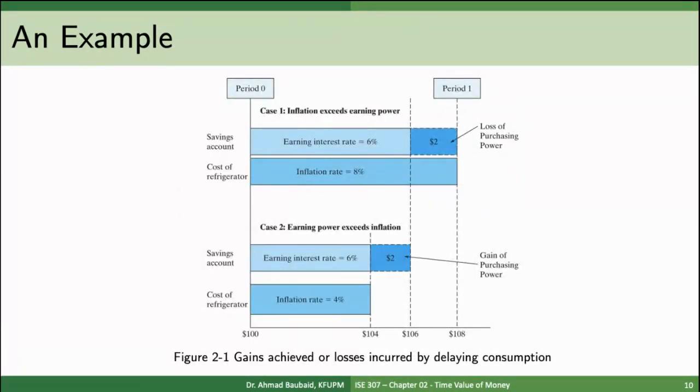And this is just the same example graphed, so I'll just skip this, but it's saying basically the same thing, that you have $2 extra in case 2, whereas in case 1, you're actually losing purchasing power. You're losing $2.